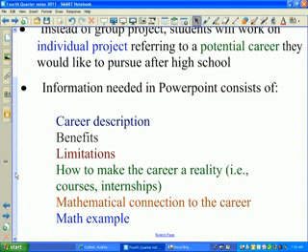The next thing is how to make that career a reality. A lot of people would say, well, I have to go to college. Okay, go to college and study what? What type of classes do you need in order to be successful in this career? What do you need to do after college in order to be successful in this career? Do you have to do an internship? How long do you have to be in that internship before you can start working on your own?